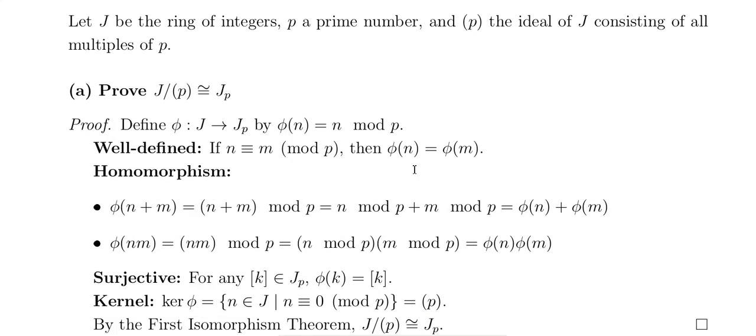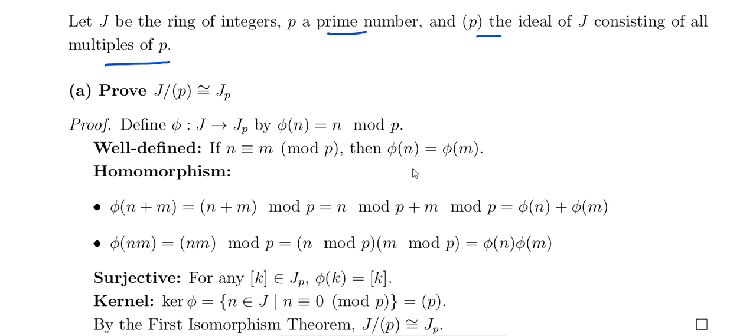Let J be the ring of integers, P a prime number, and the ideal generated by P is the set of all multiples of P. Then J/P is isomorphic to Jp. We can define the function from J to Jp, phi of n equal to n modulo P. That is well defined: if n and m are equal, phi of n equals phi of m. And what is the homomorphism condition?